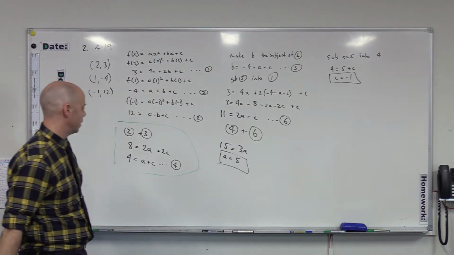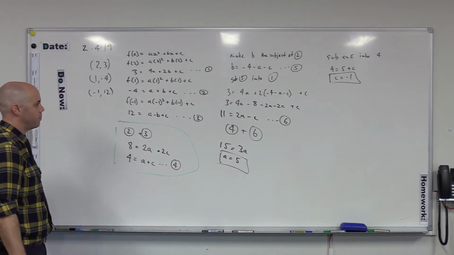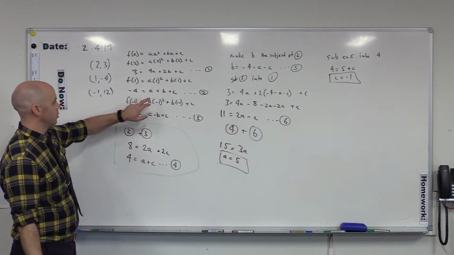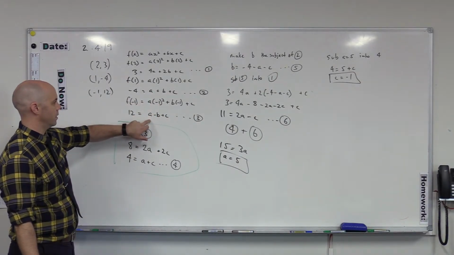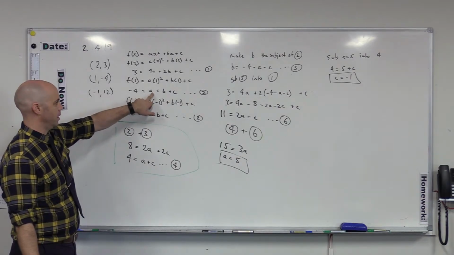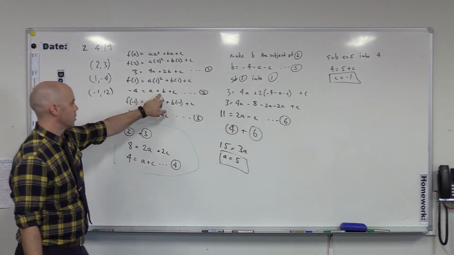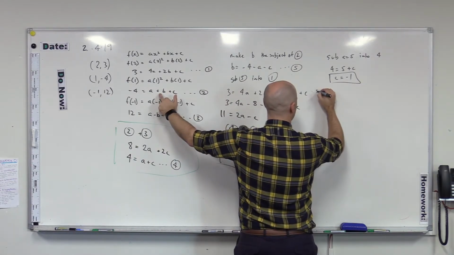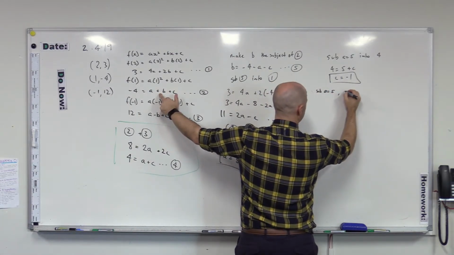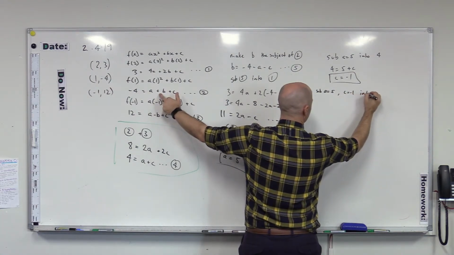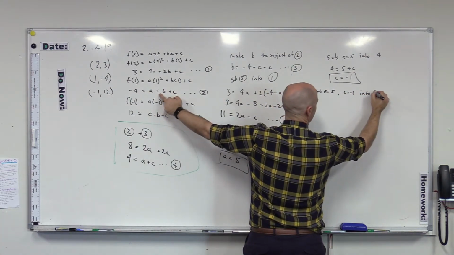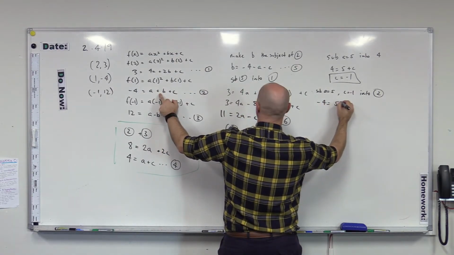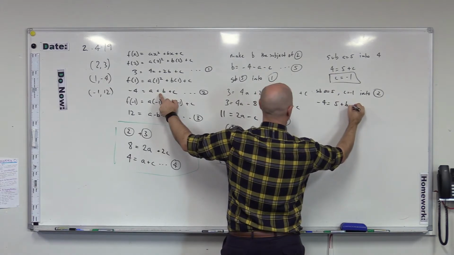Last one, let's now sub both of those. I've got a equals 5, I've got c equals -1. Let's put it into, in fact, this one here, because there's a positive b. So I'm going to sub a equals 5 and c equals -1 into which equation is that? Number 2. And so it's -4 equals 5 plus b minus 1.